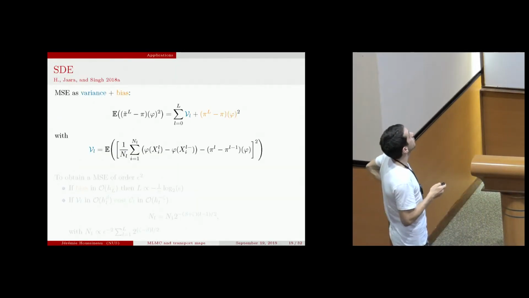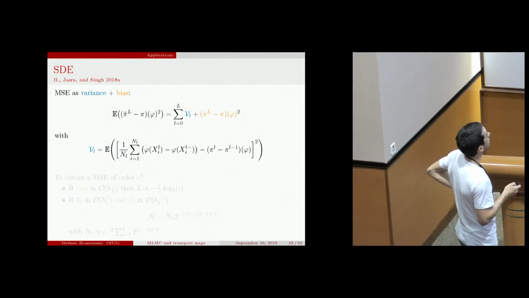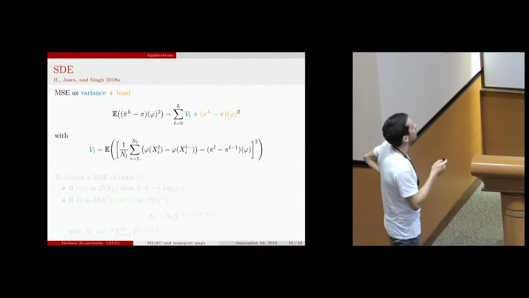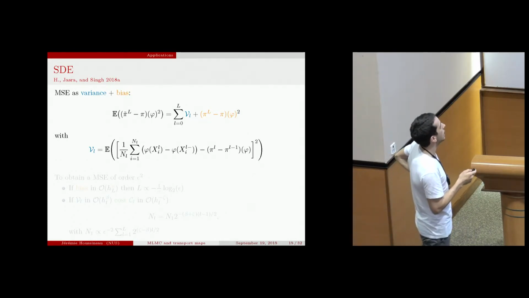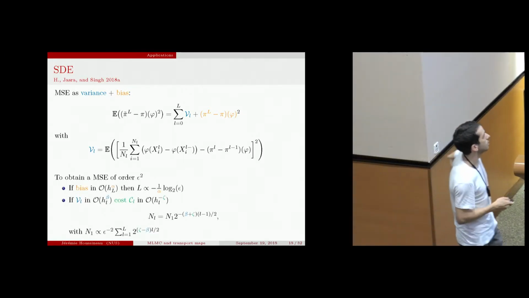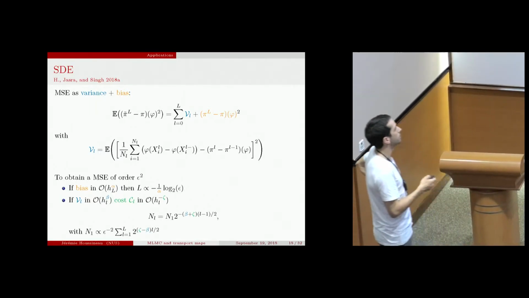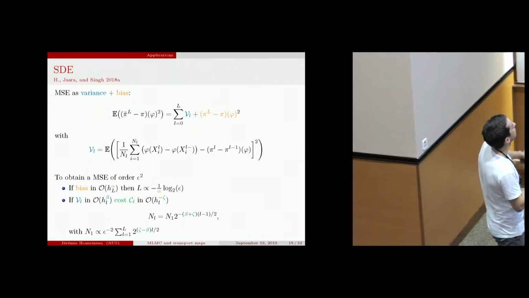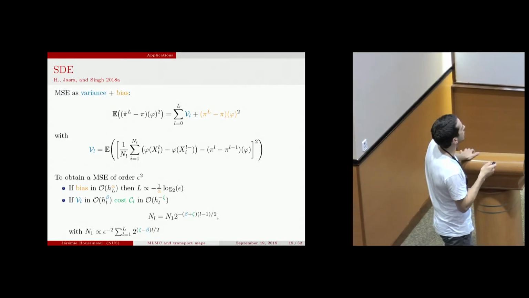In terms of application, again in the SDE case, we have the usual variance plus bias decomposition. Here we just make pi L appear. This is the Monte Carlo approximation, and this is the true target. That's fairly standard, as usual with multi-level. If we fix the error to be epsilon squared, we can deduce something. For instance, we can decide to which level we have to go, depending on epsilon and depending on the bias here.